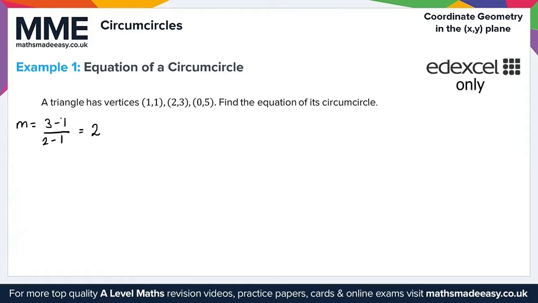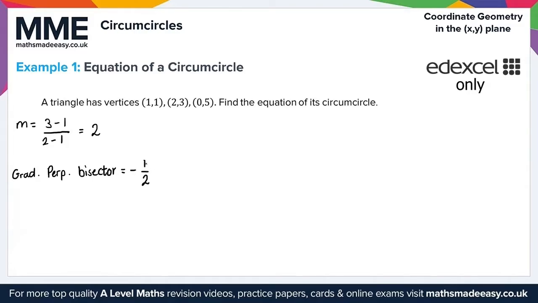Okay, so the gradient is equal to 2, but the gradient of the perpendicular bisector is the negative reciprocal of this value. So we know that the gradient of the perpendicular bisector, like we just said, is the negative reciprocal of this value. So that will give us minus 1 over 2 there.